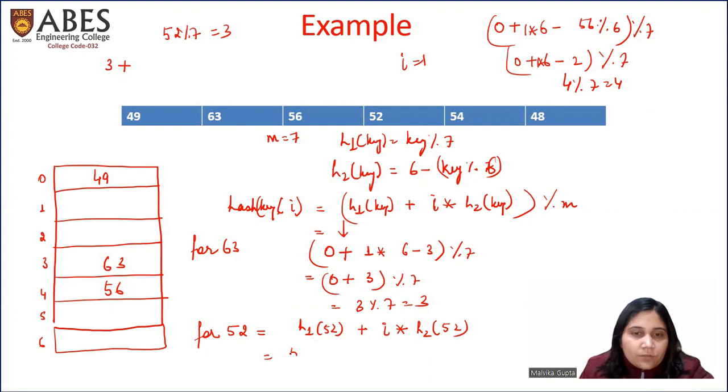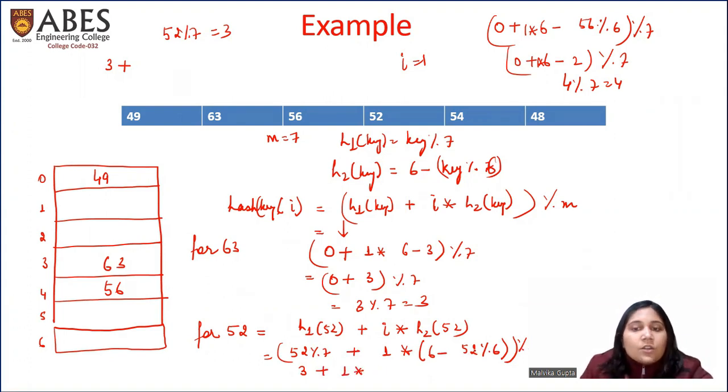h1 of 52 means 52 mod 7. So it will be 3 plus, at third position, there is a collision. So it means that 1 multiplied by h2, 6 minus 52 mod 6, and the entire thing is divided by 7. So this is 3, plus 1 multiplied by.